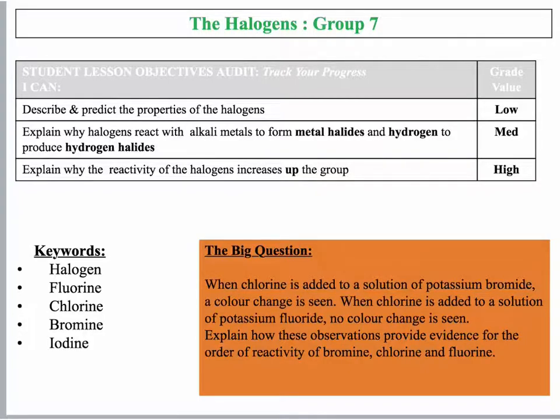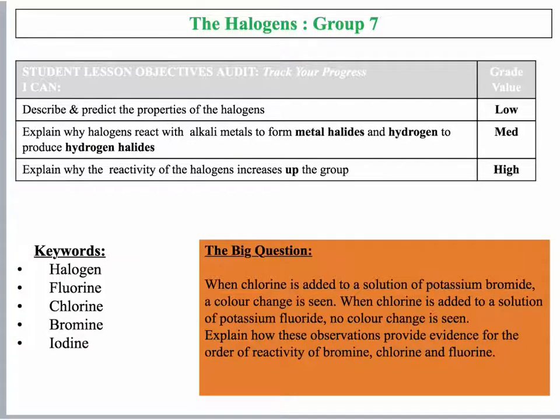The second part of this video will focus on the halogens, which are group 7. We will look at describing and predicting the properties of the halogens. We will have a look at how they react with the alkali metals that we looked at in the previous section to form metal halides, as well as looking at the reaction with hydrogen to produce hydrogen halides, and we'll have a look at why the reactivity of the halogens increases as we go up the group.